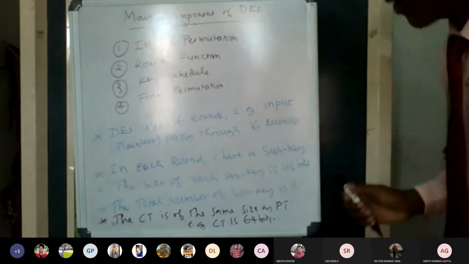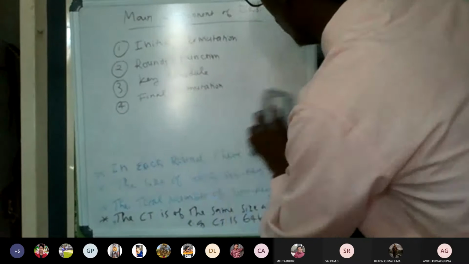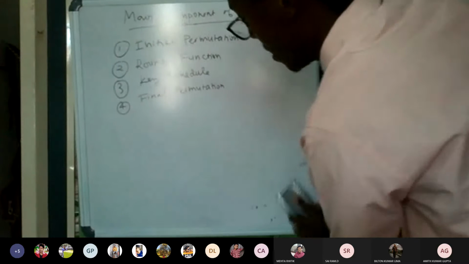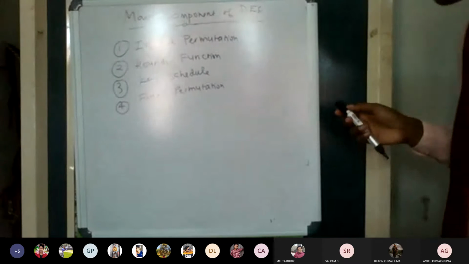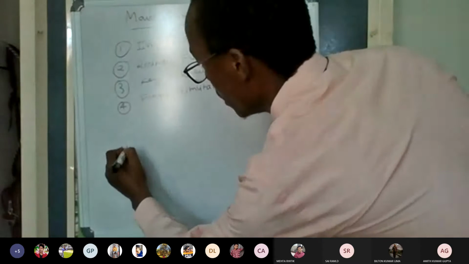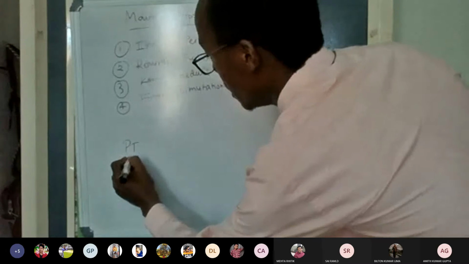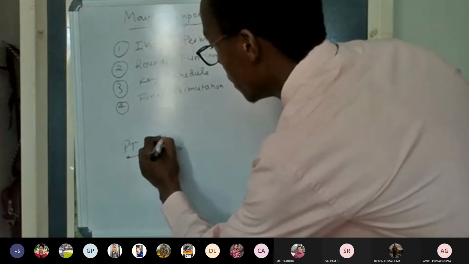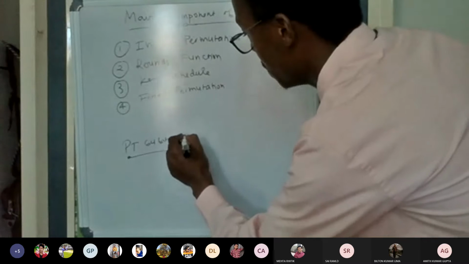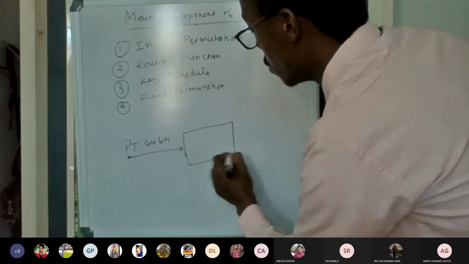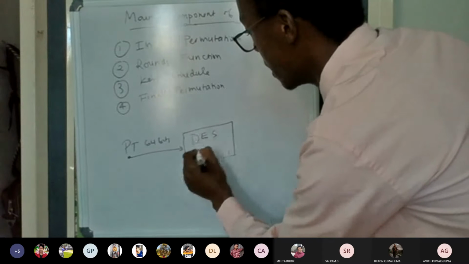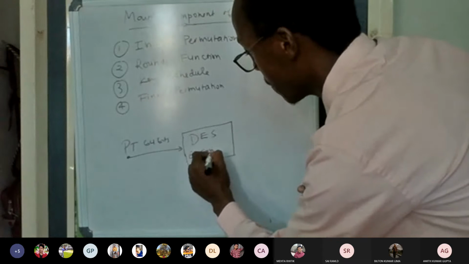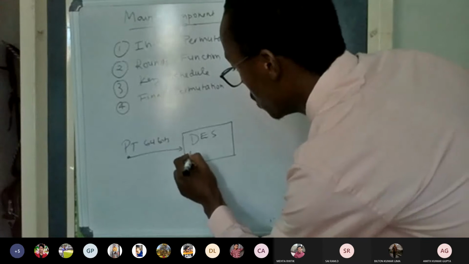I just want to show you how these things all happen in one diagram, or in a structure of DES. We have something called plaintext, PT. This plaintext is 64-bit. This 64-bit plaintext goes to the Data Encryption Standard. This is known as encryption mode. We want to encrypt the plaintext.